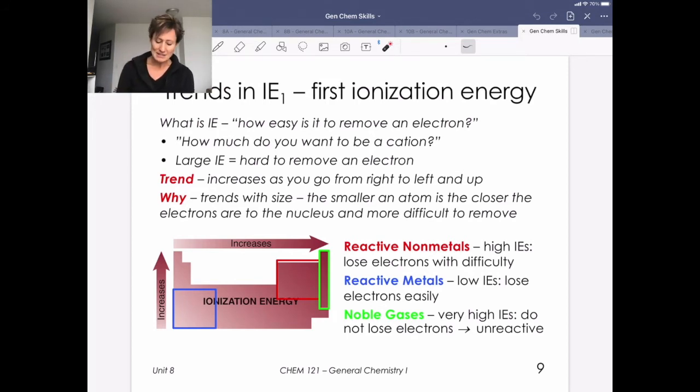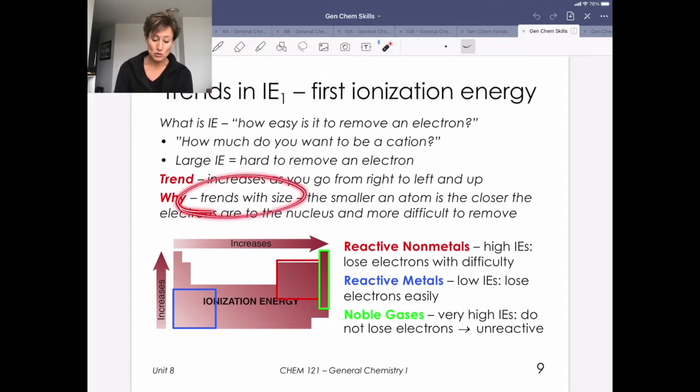If we think about things over on the non-metal side, those like to be anions. So when you think about how much you want to be a cation, not so much. These are going to have large ionization energy. So we can see this trend increases as you go from left to right. It also increases as you go up. It's much easier to take an electron away from a metal that's low on the periodic table because that electron's not being held very tightly. So it's much easier to remove it and make it a cation.